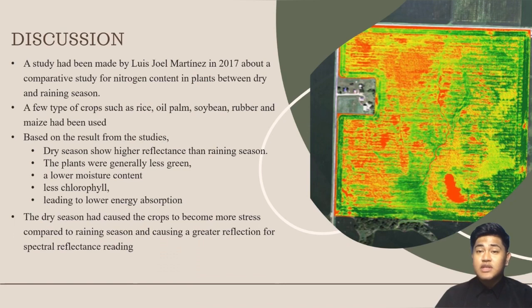Based on the example picture, we can see there are three types of color, which are green, red, and yellow. The green color indicates that the crops are growing healthily. Meanwhile, yellow and red colors indicate that the crops are facing stress, causing the nitrogen content in plant to be reduced and showing a higher reflectance for spectral reflectance.